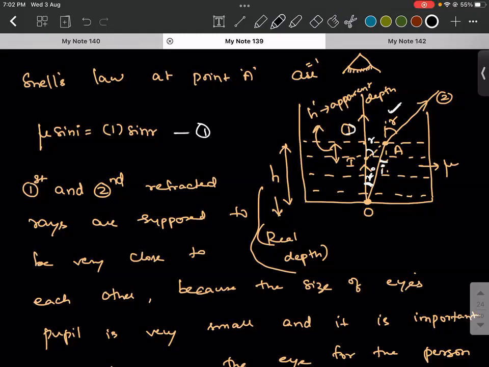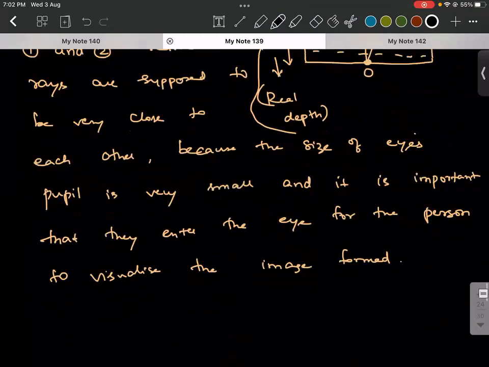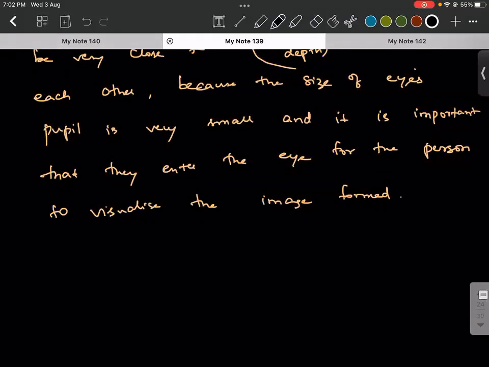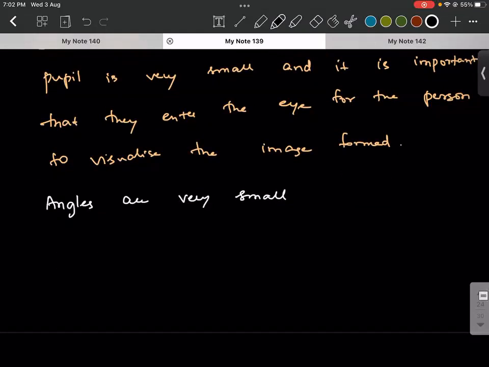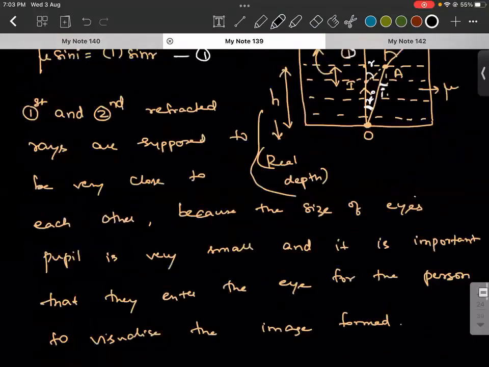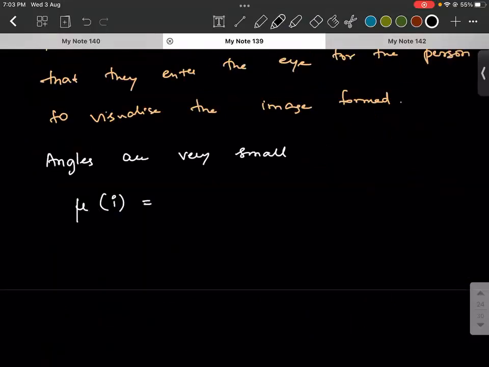If I take this as equation number 1, since I told you that the rays are closer to each other, from the above statement I can conclude that the angles involved are very small. When the angles involved are small, mu into sin I can be approximated to mu into I, and 1 into sin R can be approximated to R. Let me call this equation number 2.